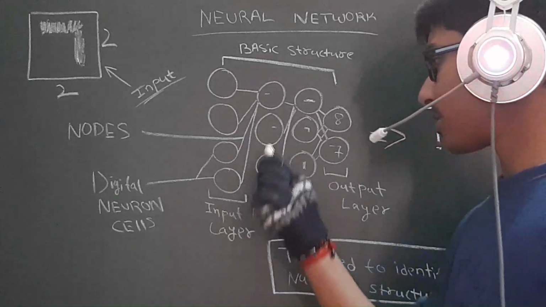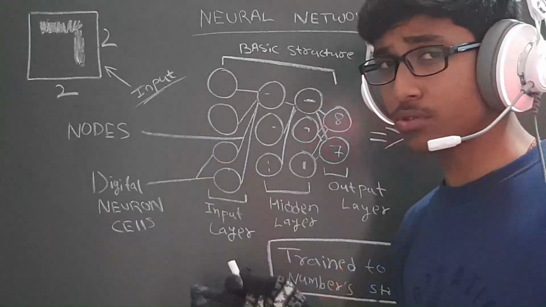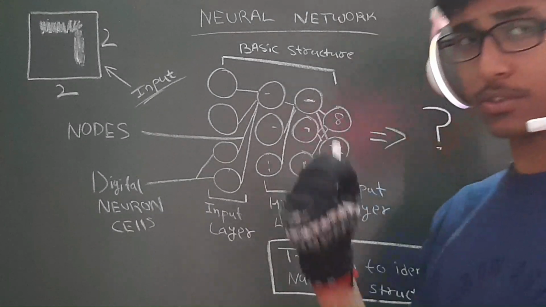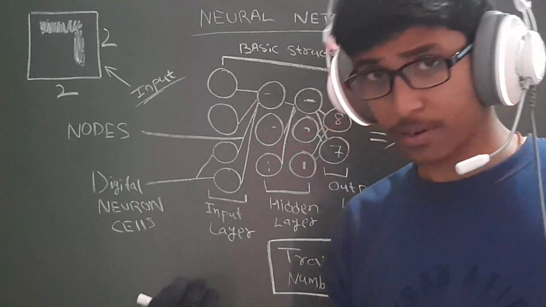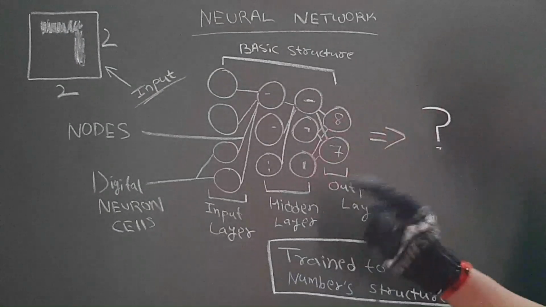These wire-like structures you see here are basically nodes, and what these nodes do is transfer data from one neuron cell to another neuron cell in the next layer. And what do I mean by the layer? Well, there are three layers in the neural network.